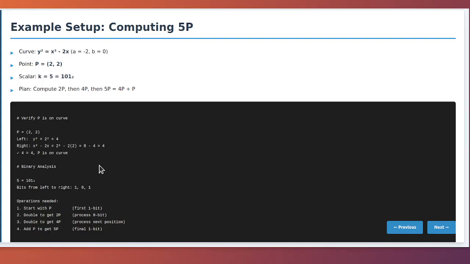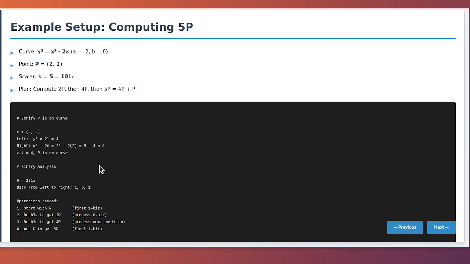5 in binary is 1, 0, 1. This means 5 equals 4 plus 1, or 5 equals 1 times 4 plus 0 times 2 plus 1 times 1. So, we will need to compute 4p and 1p, then add them. The binary representation tells us exactly what operations to perform.